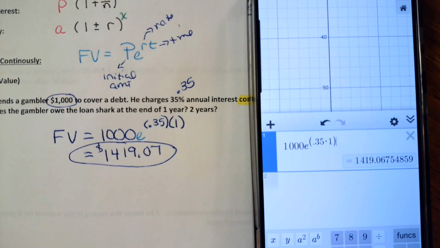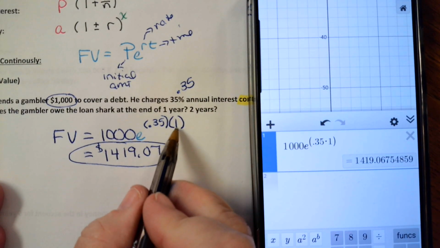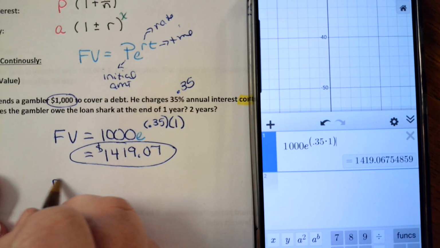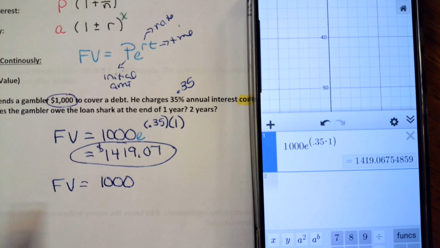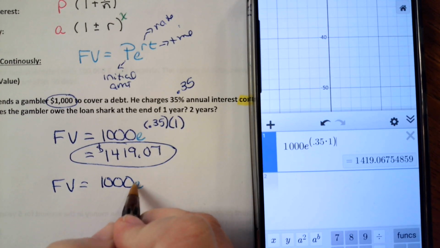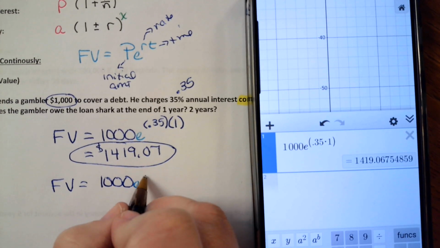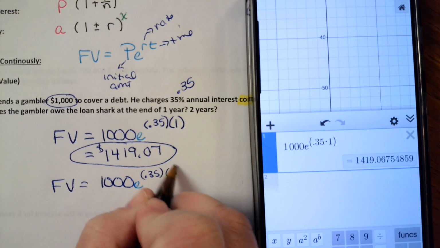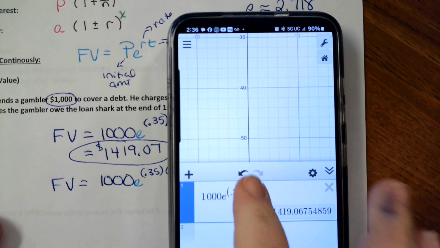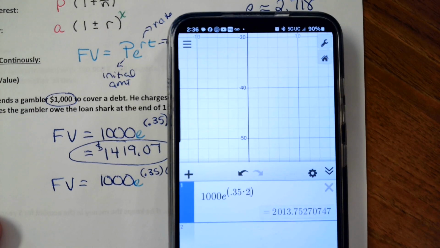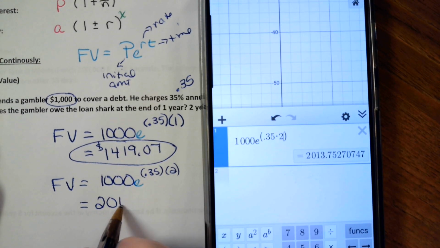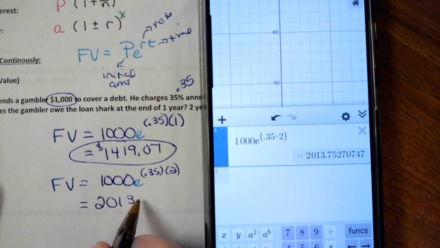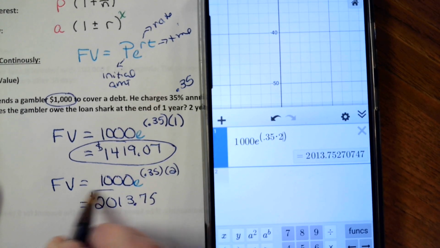All right, how would this change for 2 years? Well, the only thing that's going to change is that this 1 right here will change to a 2. So let's see what this person would owe the loan shark at the end of 2 years. All right, so we got 0.35 times 2. So I'm going to come over here and just change this 1 to a 2, and let's see what we get. Okay. All right, so at the end of 2 years, if he's not made any payments, he's going to owe that loan shark $2,013.75.